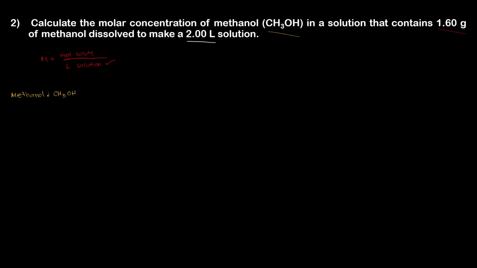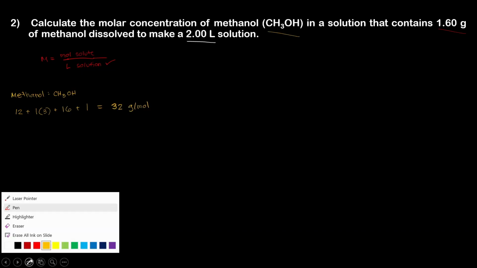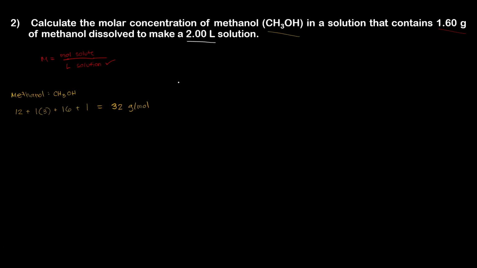Okay, so we have 1 carbon, so carbon is 12, right? Plus 3 hydrogen. Hydrogen is 1 gram per mole, plus 1 oxygen and another 1 hydrogen. Okay, now by adding this, we can solve for the molar mass of methanol, which is 32 grams per mole. Now that we have the molar mass of methanol, we can solve for its molarity in a 2-liter solution.